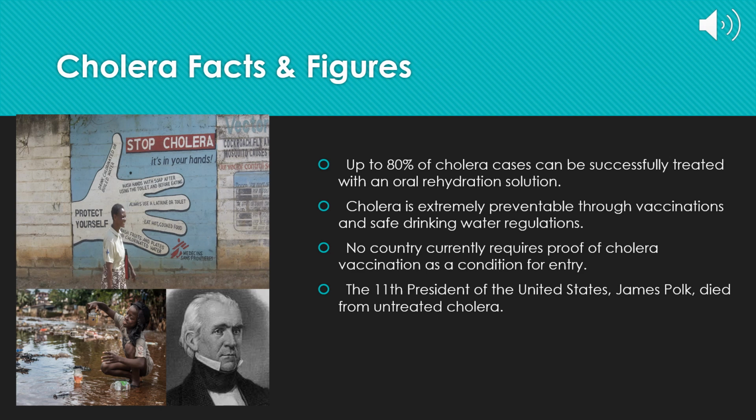So some cholera fun facts. Up to 80% of cholera cases can be successfully treated with an oral rehydration solution, and this is a pretty affordable solution, but it's kind of hard to access in places where healthcare isn't as easily provided. Cholera is extremely preventable through vaccines and safe drinking water regulations, but no country currently requires proof of a cholera vaccination as a condition for entry to the country. And also, the 11th President of the United States, James Polk, died from untreated cholera.